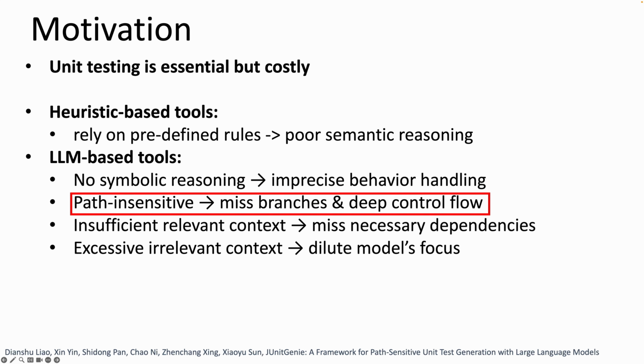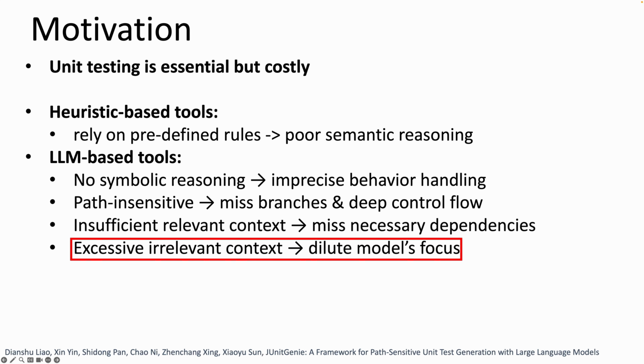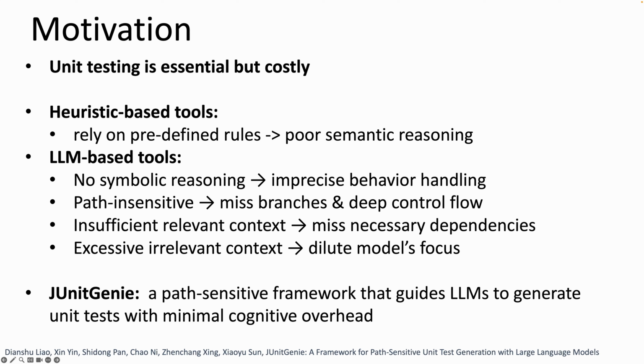In addition, they are path-insensitive, which hinders reasoning about control flow branches or deeply nested structures. Moreover, many approaches prompt LLMs with limited context, forcing the model to guess missing dependencies. Even when full context is provided, excessive irrelevant context dilutes the model's attention from the focal method. To address these challenges, we present JUnitGenie, a path-sensitive framework that guides LLMs to generate tests with minimal cognitive overhead.